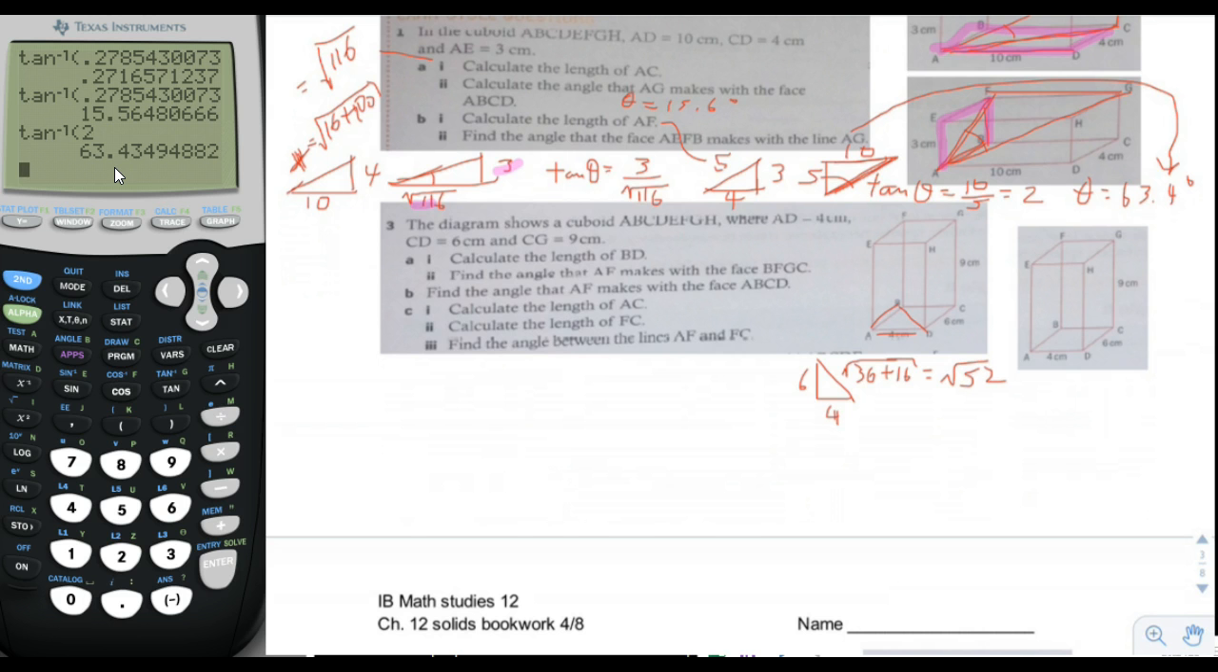Okay, so that's BD. And then it says find the angle that AF makes with the face BFGC. So BFGC is that one there. AF is that line there. So they actually want that angle. Okay, so let's try to draw that triangle. That triangle would be, let's see, the bottom, this part would be 9, and then this would be 6.